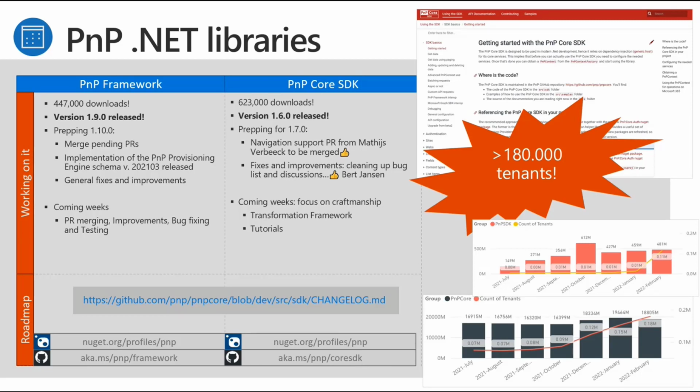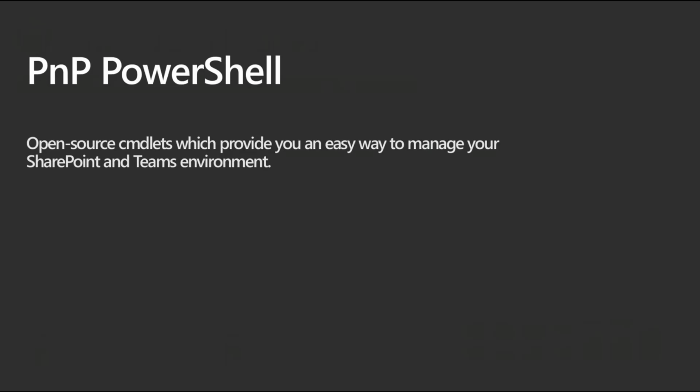And furthermore, there are additional smaller fixes and improvements being done, cleaning up the bug list and issue list. And what else? Usage skyrocketing, 180,000 tenants using .NET components on a monthly basis. So that's a ton of people using it, and I think I can wrap up with that. Now over to Gautam for PowerShell.